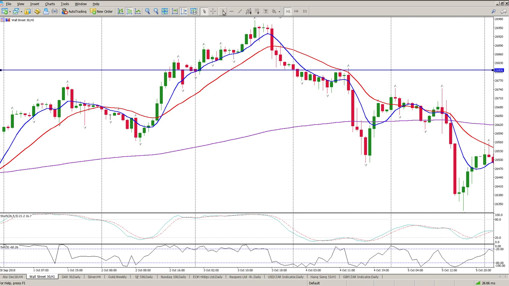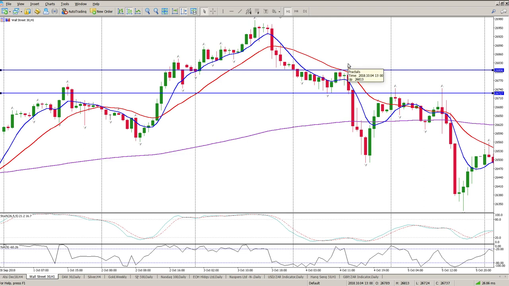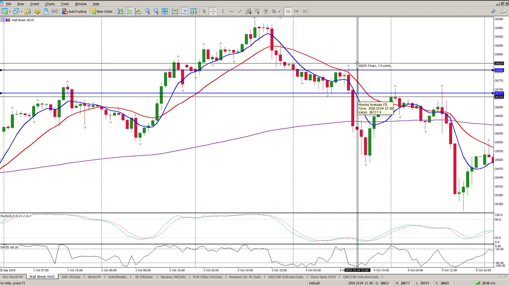Where do you go short? I like to go short on a break of the inside tail or the fractional. So here price broke below it, I'm short, my stop is up here. Okay, so my entry is there, my stop is up there. So I have a 114 point stop loss.